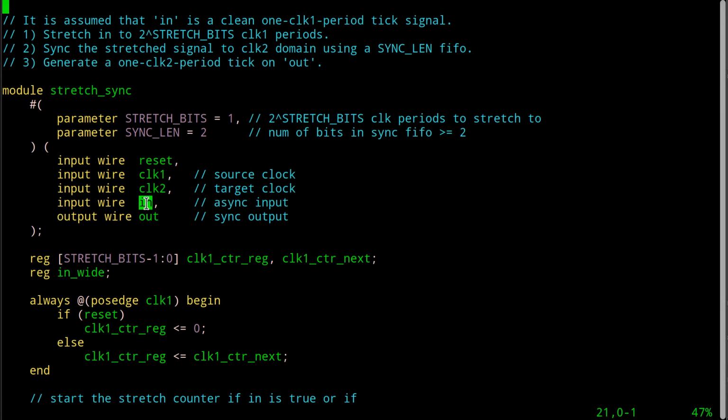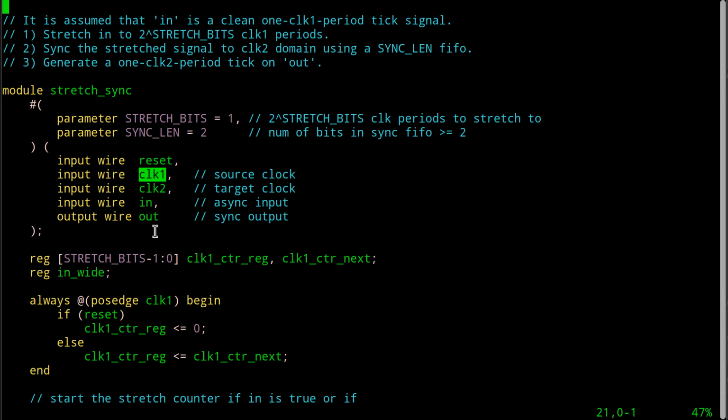So in other words, this design expects in to be a 1 period long signal that goes high in this particular case and then goes back low on 2 consecutive rising edges of clock 1. And what this circuit's going to do is change it over to a signal that goes high for more than 1 period in clock domain 1. It's going to stretch it out.